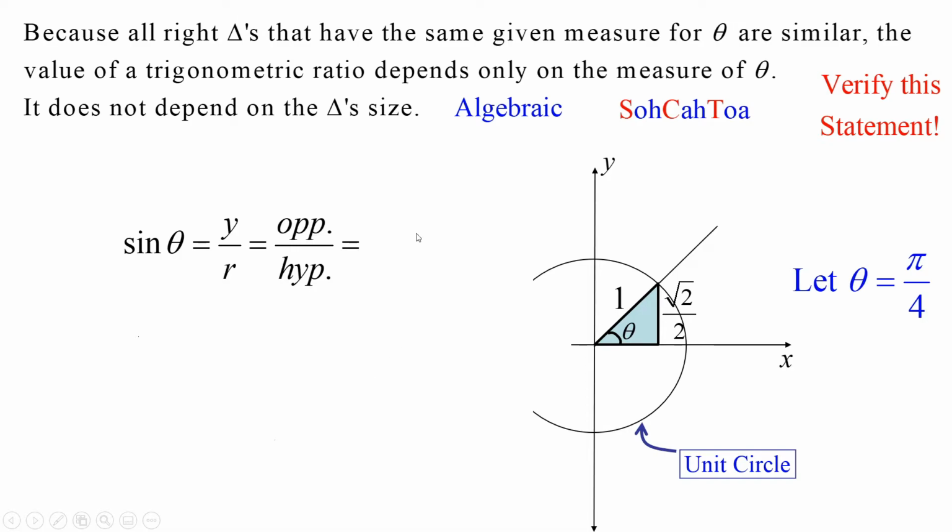Well, let's look at the picture then. It's my fraction, and my y-coordinate is, well, the y-coordinate of this point right here would be root 2 over 2. And what's my radius? It's a 1. So sine of theta in this diagram equals root 2 over 2. Okay, now let's double the radius of our circle and see what happens.